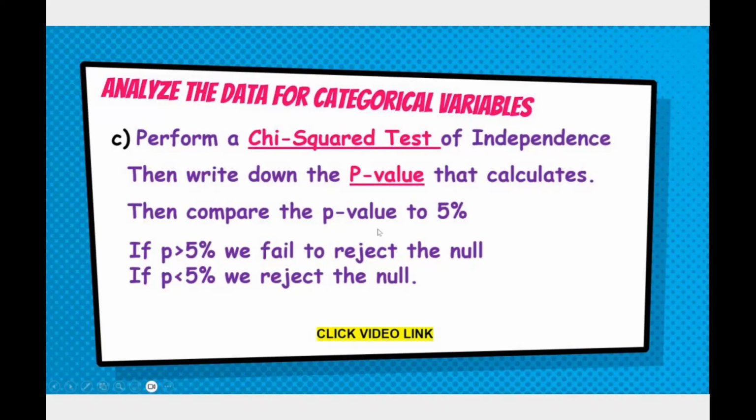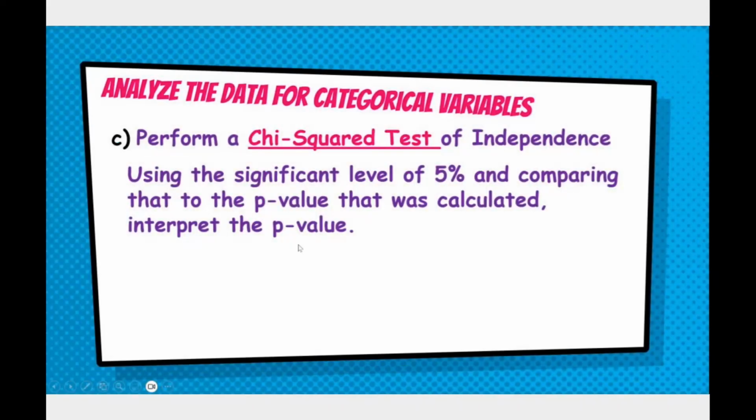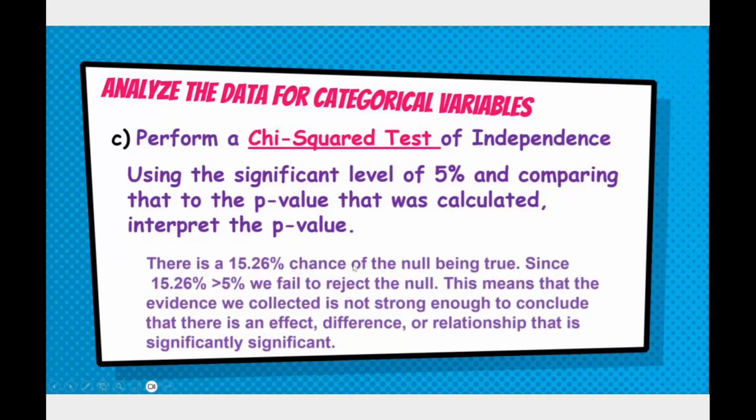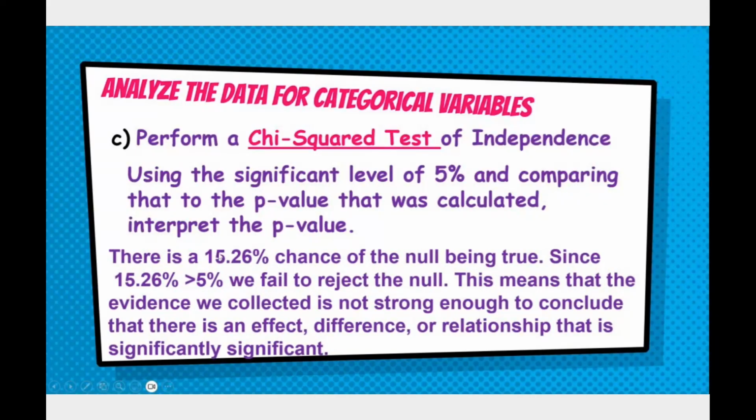So if our p-value is greater than 5%, we fail to reject the null, which means we agree with the null, which says that there is no relationship between gender and how somebody sneezes, what they choose to do. Using the significance level of 5% and comparing that to the p-value that was calculated, we want to interpret the p-value. So this is something we might say. There's a 15.26% chance of the null being true, and this is basically copying it down from that spreadsheet. Since 15.26% is greater than 5%, we fail to reject the null.